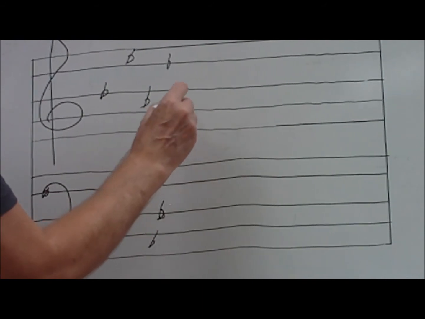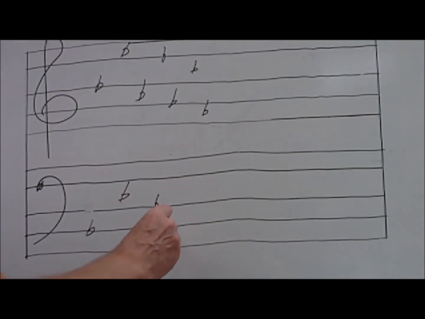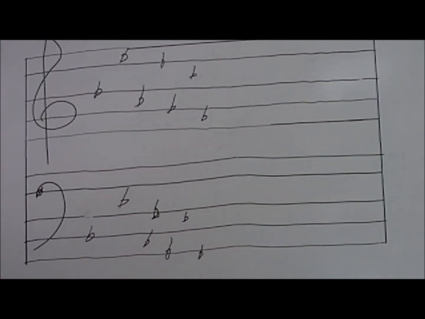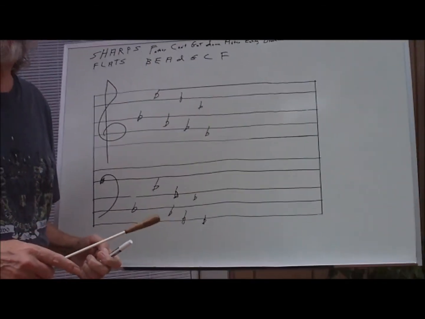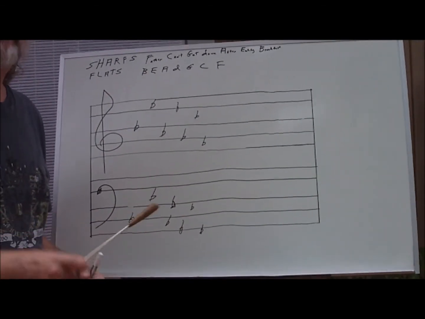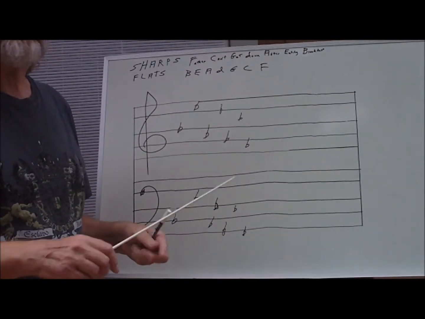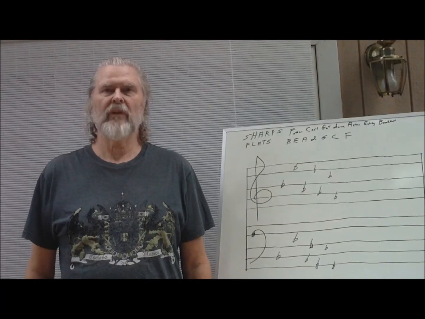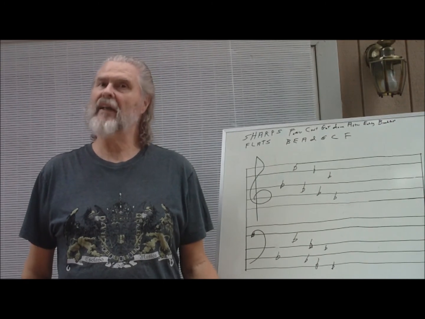G, C, and F. You will use the first 4 or 5 flats if you are a wind instrument. Guitar, piano, not so much, but sometimes. So depending on what key you're in, you will have a key signature.